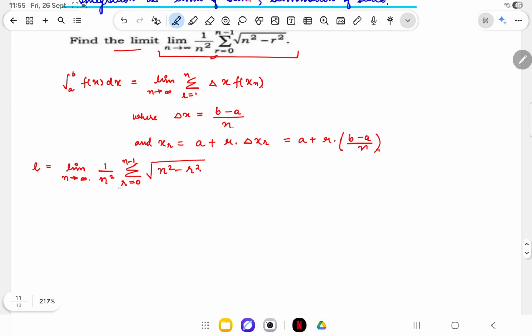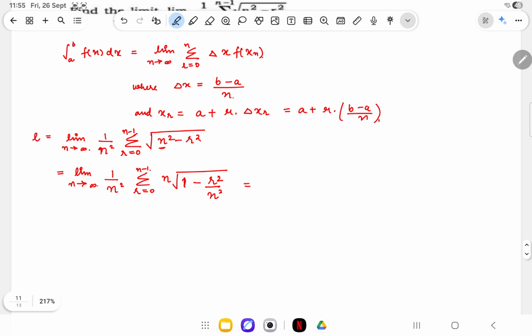Now you see that this summation is varying over the values of r, not the values of n, so I can just take this n square inside the summation. Or what I'll do is I'll just pull out n square from this under root. That would be a better way to do it. So it will be limit n approaches infinity, 1 by n square, summation r equals 0 to n minus 1. If I pull out n square, it will be n under root 1 minus r square by n square.